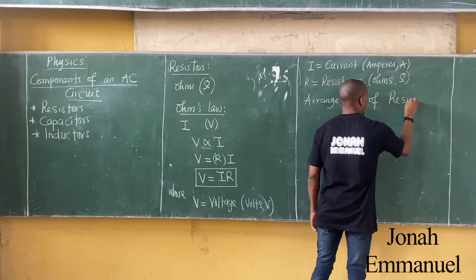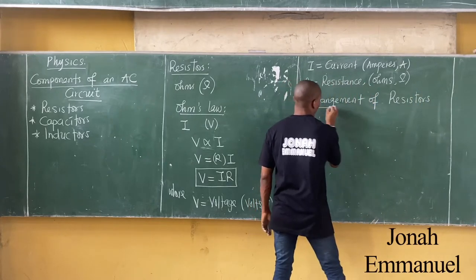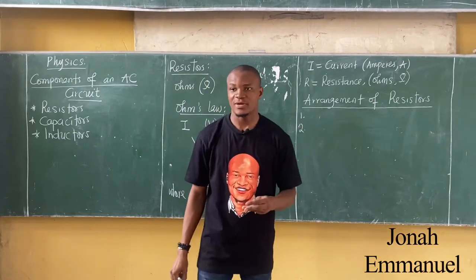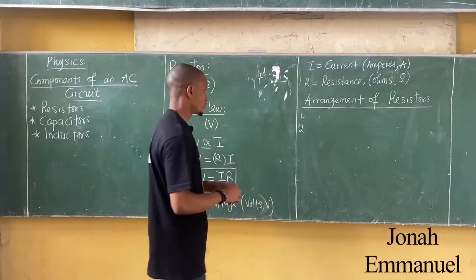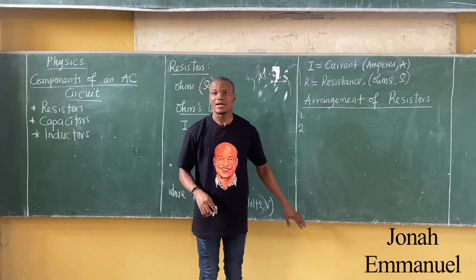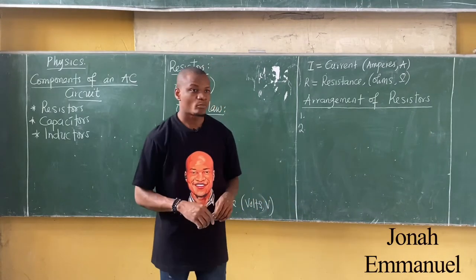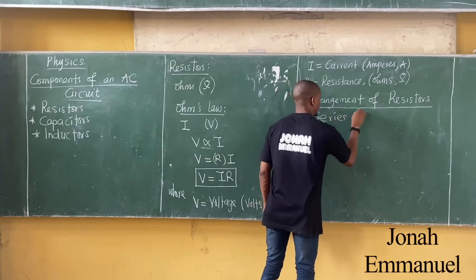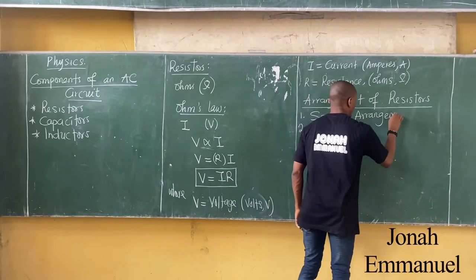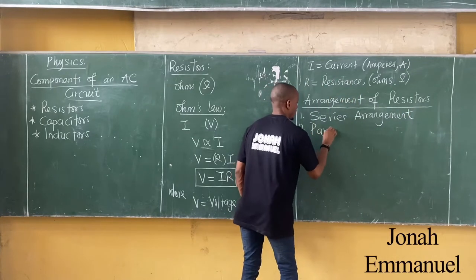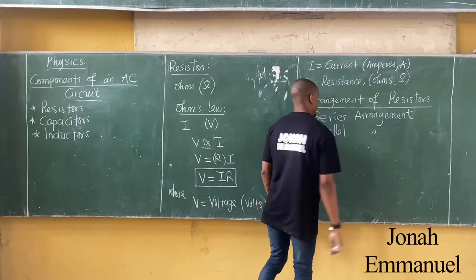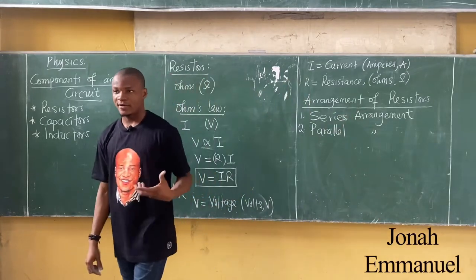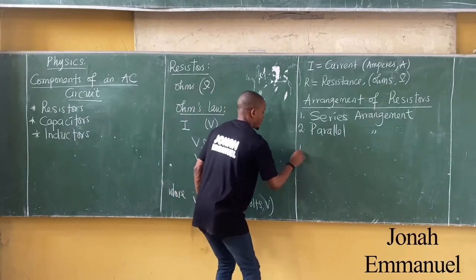Arrangement of resistors. Resistors can be arranged in two ways. Number one, series arrangement. Number two, parallel arrangement. Let's explain this.